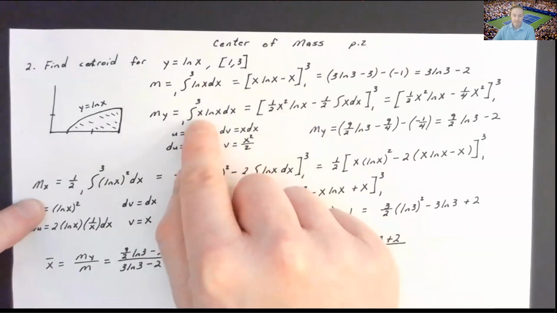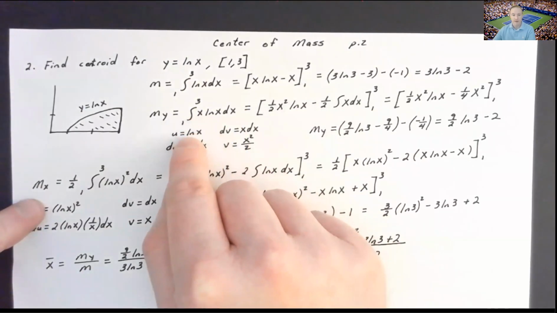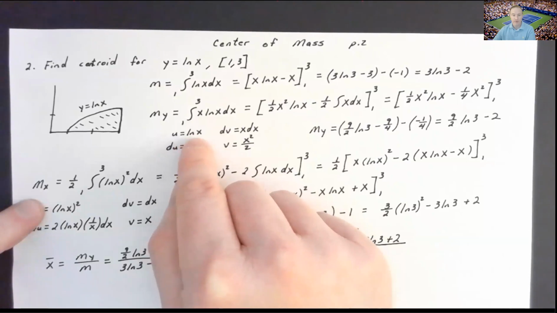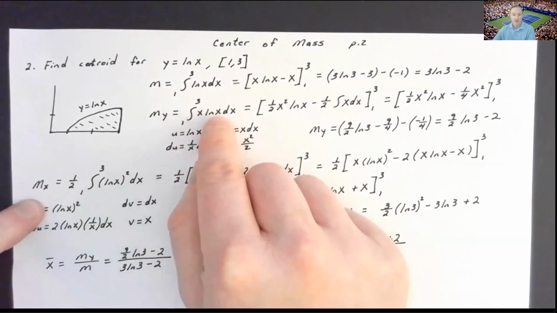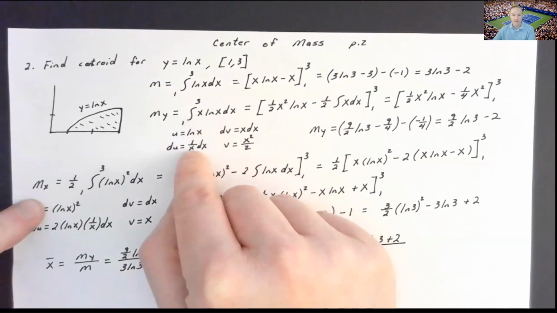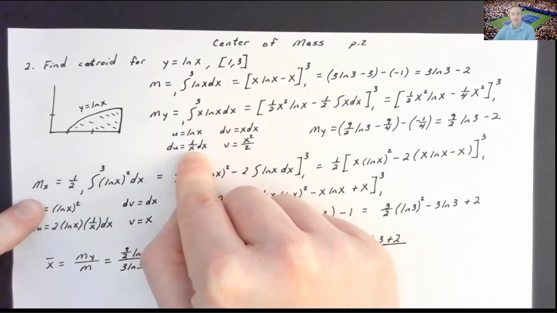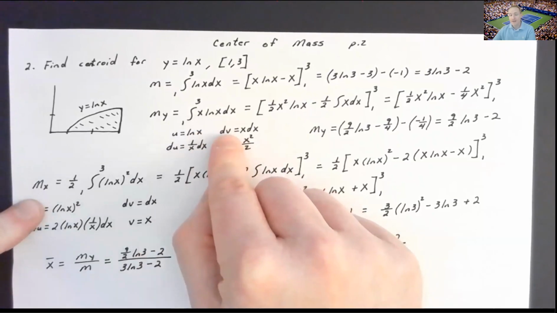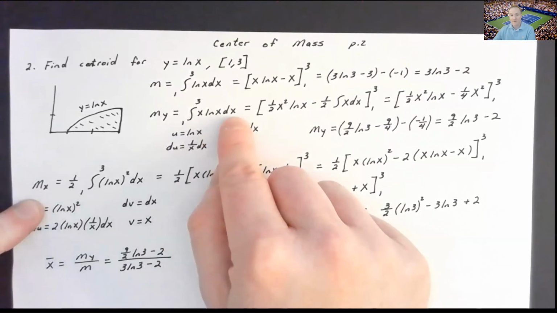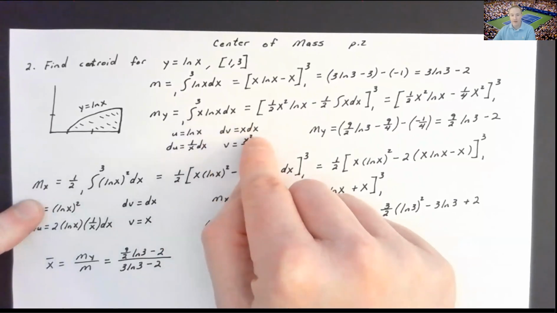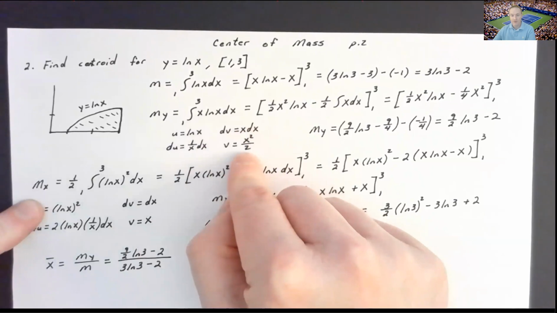Now this one, I did go ahead and show the integration by parts. It's a little bit more challenging. We'll have u equal to the natural log of x, du is 1 over x dx. So therefore dv is my x dx, and when you integrate x with respect to x, you get x squared over 2.